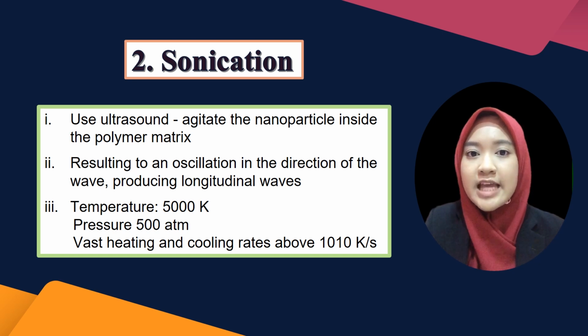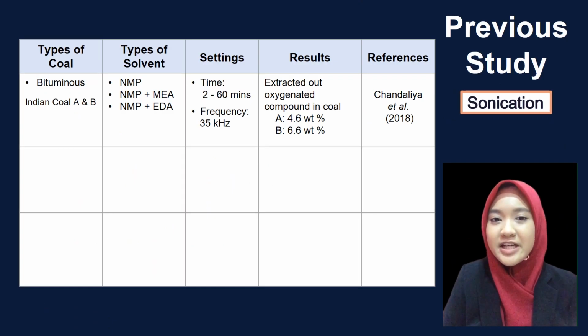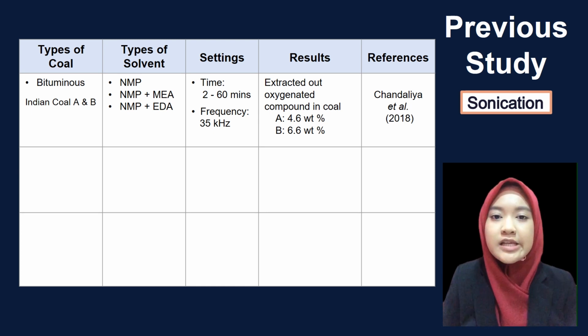The temperatures and pressures used to sonicate are approximately 5000 Kelvin and 500 atmospheres respectively, followed by vast heating and cooling rates of about 10^10 Kelvin per second. In a previous study by Chanela et al. 2018, Indian bituminous coals were categorized as A and B.